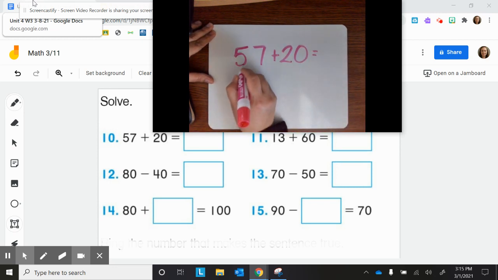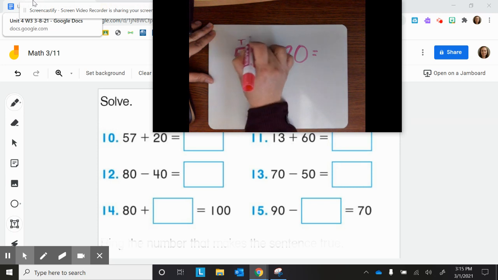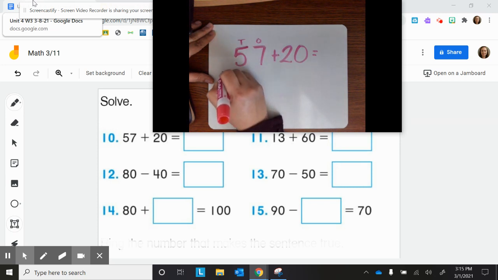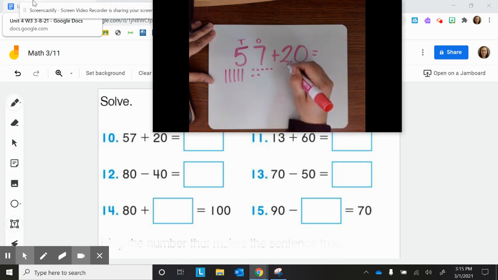Now, underneath, let's draw 57. Remember, we have tens and ones. I'm going to draw 57. So I have 10, 20, 30, 40, 50, 51, 52, 53, 54, 55, 56, 57. And over here, I'm going to draw 20. Tens and ones, I have 2 tens, 0 ones.